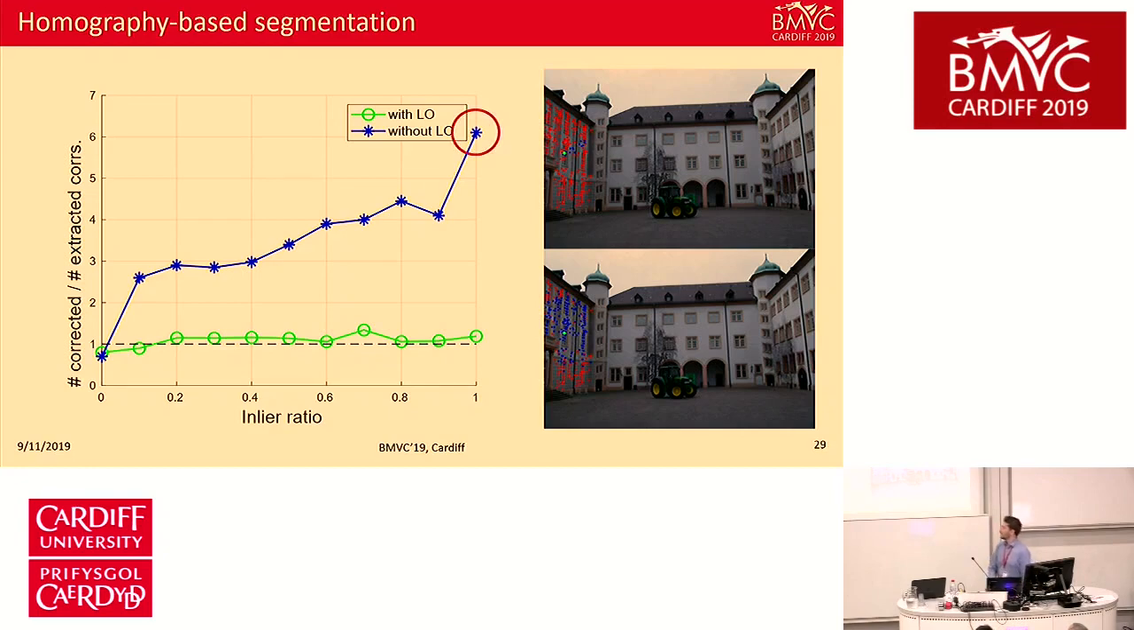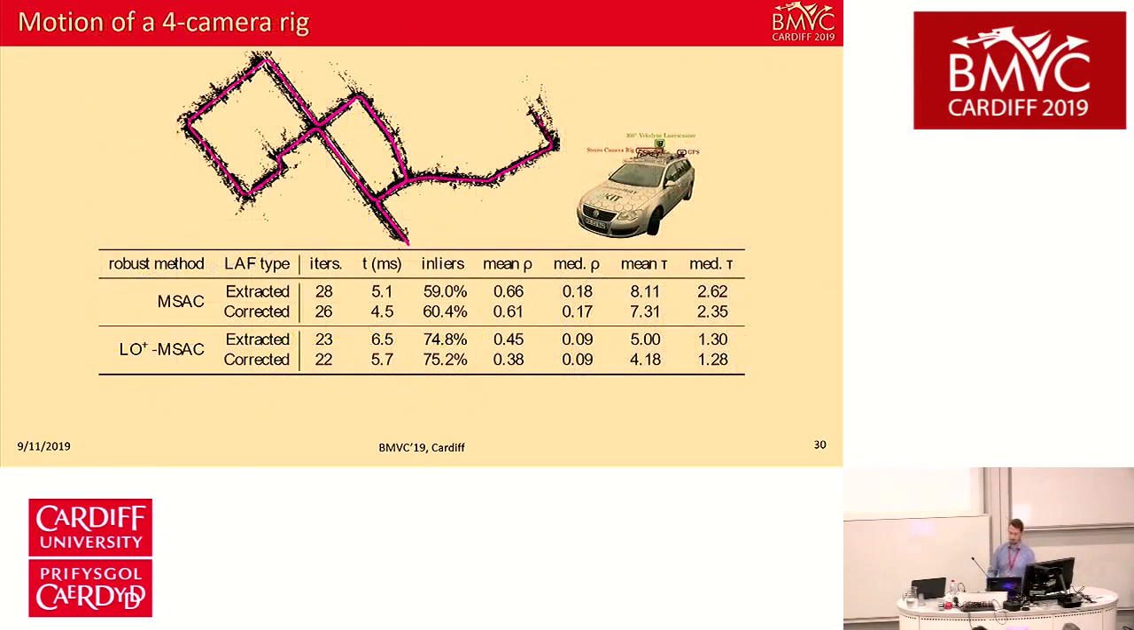A great inlier ratio around 1. For example, if we consider that, this figure shows that we were able to have a 6-fold increase in the number of homographies estimated from refined affine correspondences. And we could have similar improvements after applying our methods for different inlier ratios too.